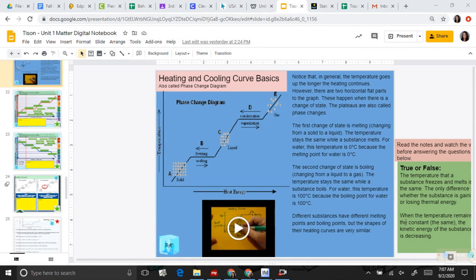Everyone, today we're going to look at what a heating and a cooling curve is and how you can tell the difference and what we need these charts and curves for. Okay, so the first thing when you're looking at this, we see something we've been talking about. We see solids and liquids and gases, the three states of matter.